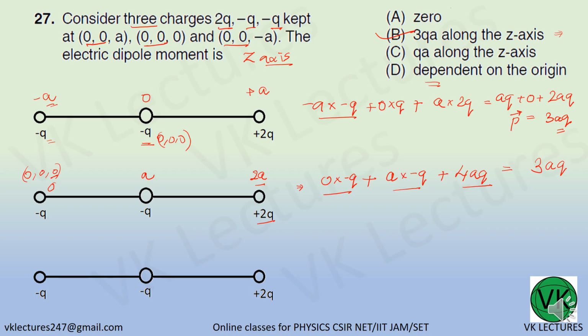Now let us check what if this is the origin. If this is the origin, this would be minus a, and this would be minus 2 times a.